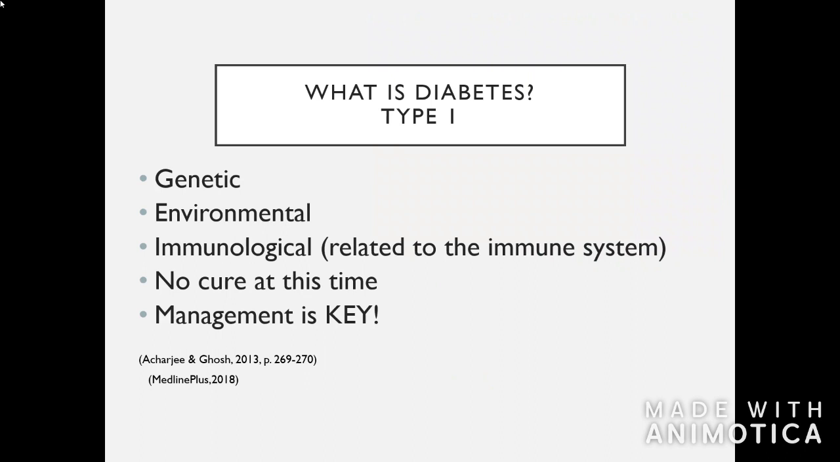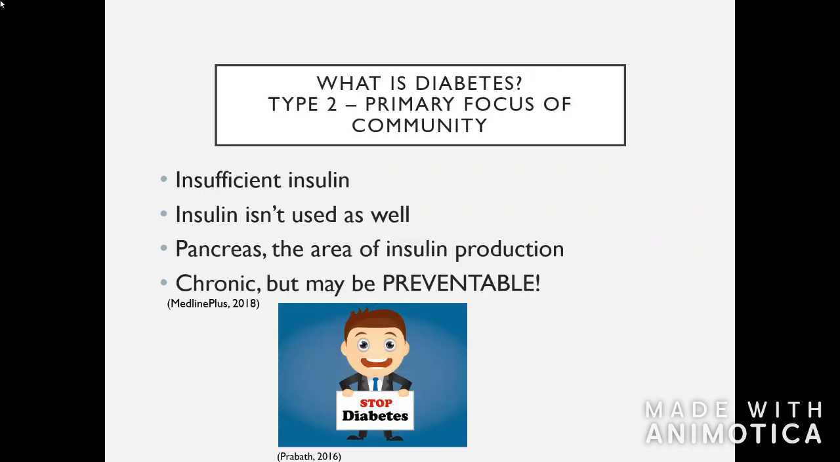Type 2 diabetes is much more common and will be the focus for both this project and for community prevention. In this form of diabetes, high blood glucose levels are caused from a lack of insulin production in the pancreas or a resistance of the body's cells in using the insulin that is produced.